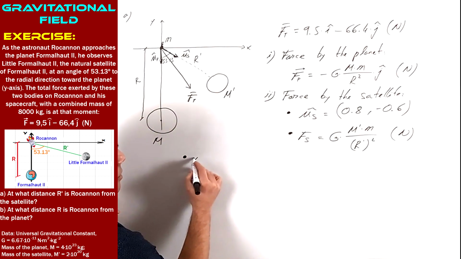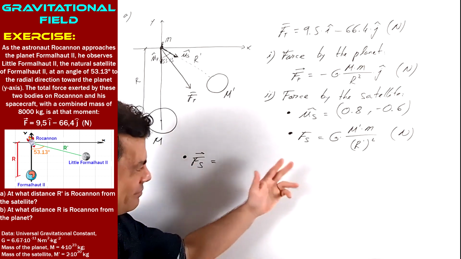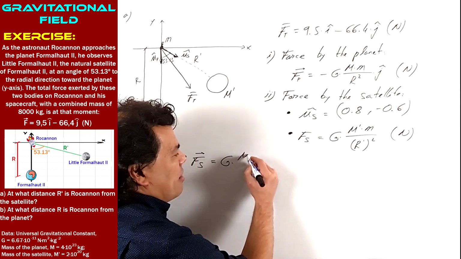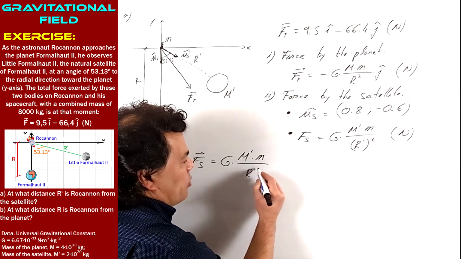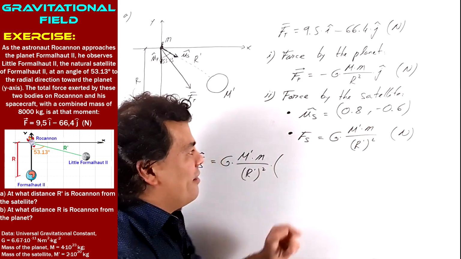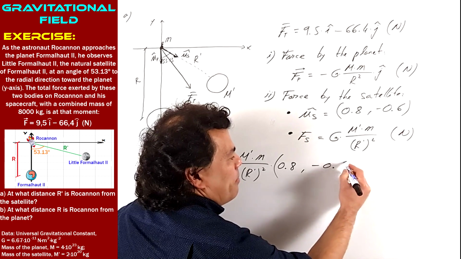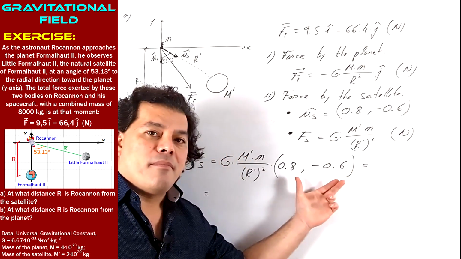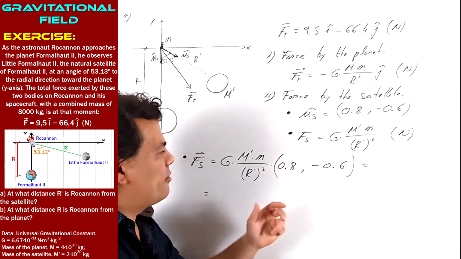The force vector of our satellite. We are only multiplying the magnitude of the vector, G M prime M divided by the distance squared, multiplied by the unit vector, 0.8 minus 0.6. And it's time to abandon the mathematical notation in order to use the physical notation for vectors.